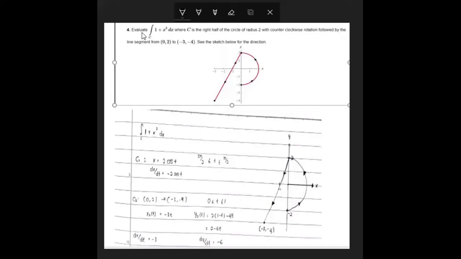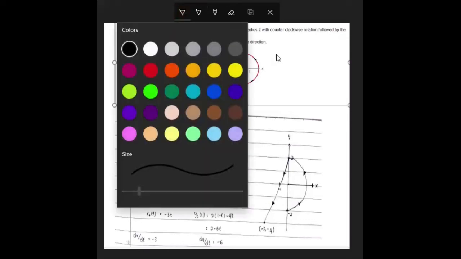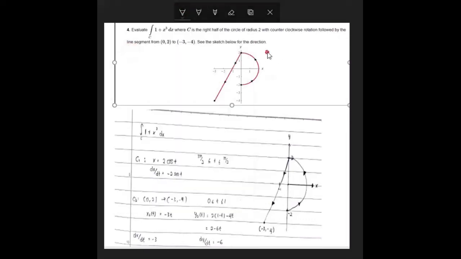My name is Muhammad Azizi bin Azman. I want to explain this question. Evaluate the integral of C (1 plus x cubed) dx, where C is the right half of the circle of radius 2 with counterclockwise rotation, followed by the line segment from (0,2) to (-3,-4). See the sketch below for the direction. This is the direction for the question.